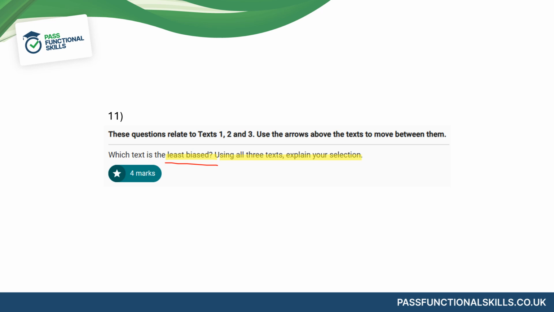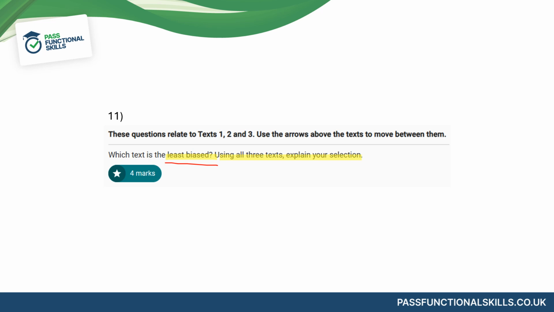So that is our first mark, simply identifying the text that's the least biased. We then need to explain why that text is the least biased using information from that text. So pick out some quotes that show that it's not biased, or even some techniques that show that it's not biased. Then for the next 2 marks, we need to explain why the other 2 texts are slightly more biased. Again, using information and quotes from both of those texts.